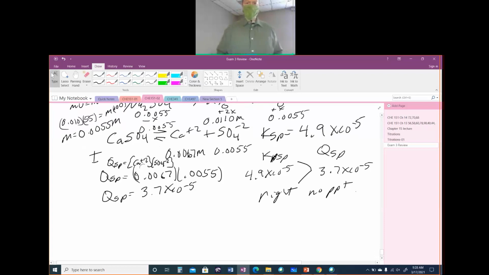So anytime you are asked, is there a precipitate or not, you must calculate the QSP and compare it to the KSP.